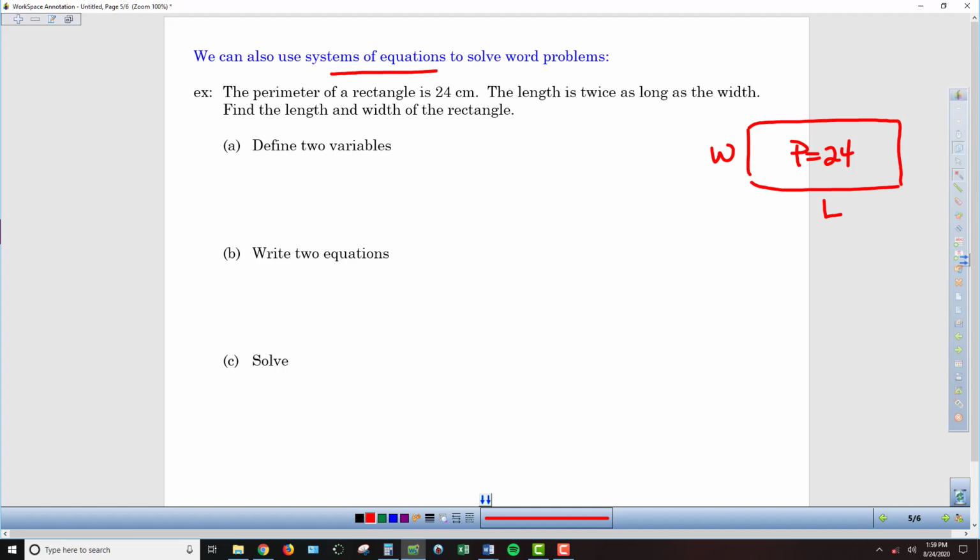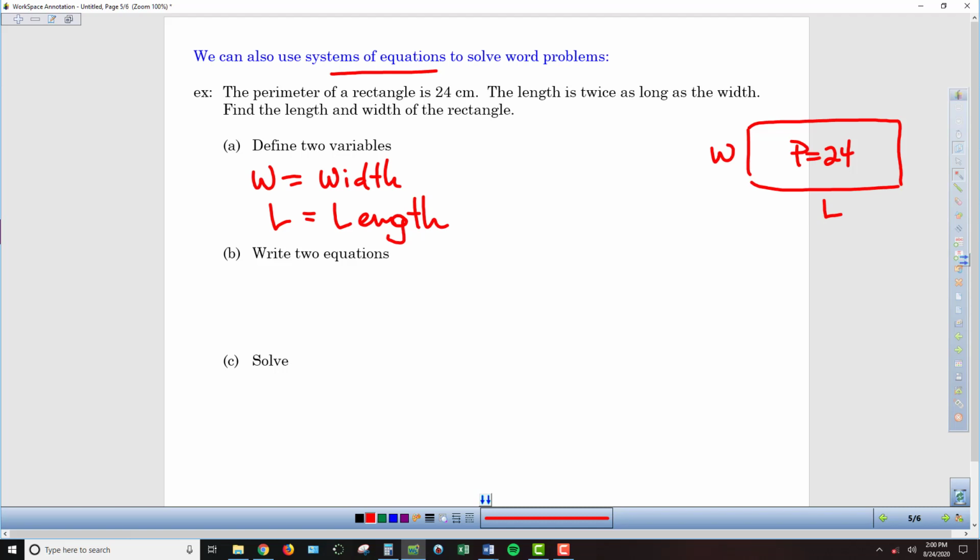So the first thing we've got to do is what I call defining our two variables. So we want to write down what are the variables that we're going to use and what do they represent. So in this case, I'm going to say W is the width and L is our length. I could have used X and Y, I could have used A and B. I like to use variables that are descriptive of what they represent so I remember when I get to my solution. So now I've got to write two equations.